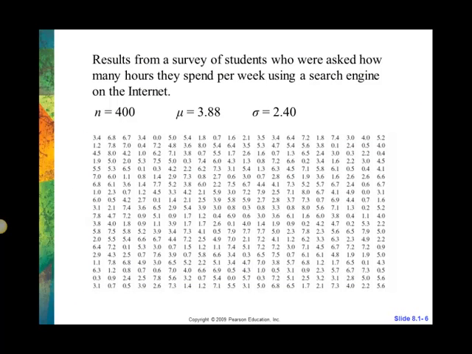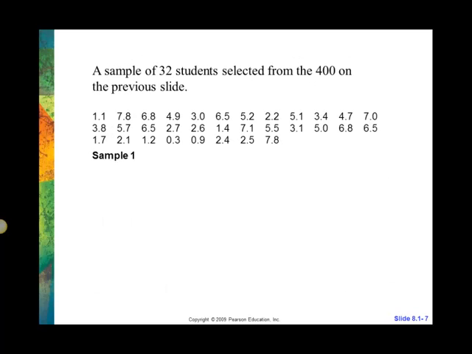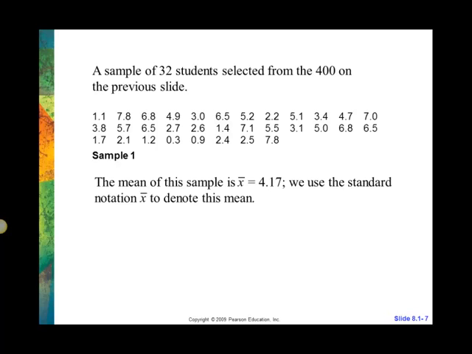So here, for example, they took a survey of 400 students, and you can see all their values, and they asked how much time they spend using a search engine per week. And of those 400 people, they got a mean of 3.88 with a standard deviation of 2.4. Sorry. So if they were to sample 32 people, they would get this group here, and they would say, okay, well, let's find the mean of that. Well, the mean is 4.17.